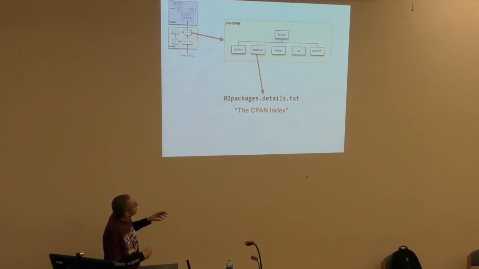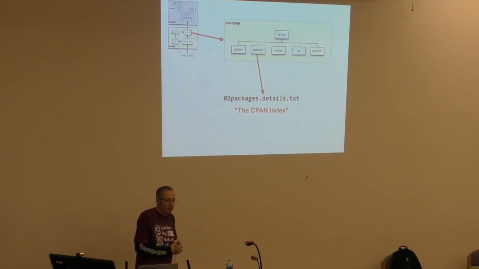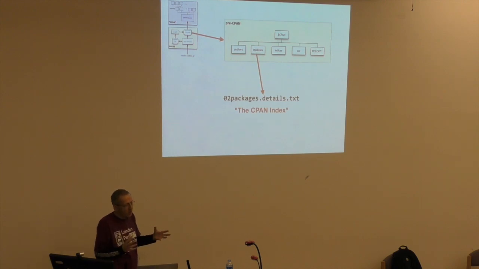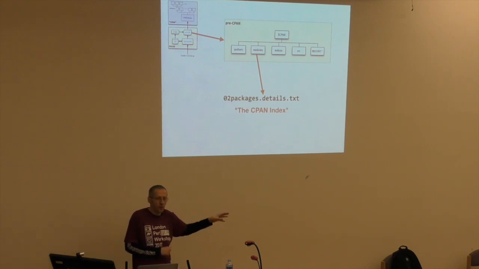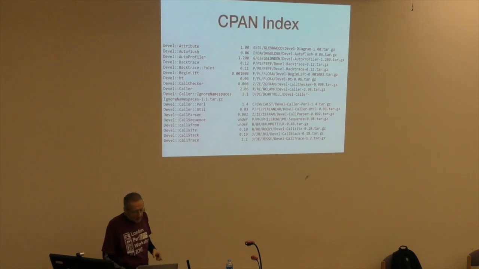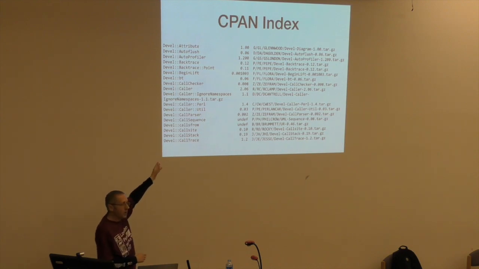One of the things that PAUSE generates is something called the CPAN index. This is a special file that lists all the modules that are available on CPAN for download. There's lots of other stuff on CPAN, but if you want to install something, it's got to be in the index. And this is basically just a big text file that lists all modules on the site, or packages.